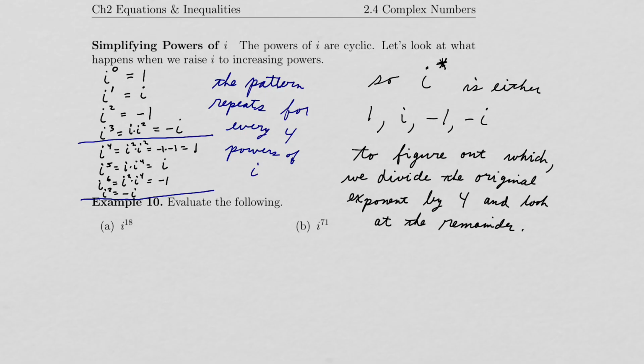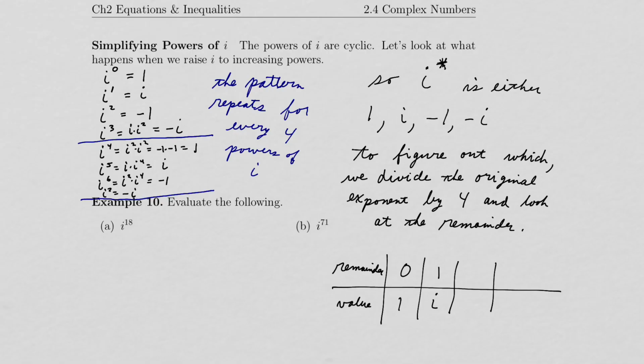Okay, then if the remainder, I'll make a little table here. So if the remainder, when we divide the original exponent by 4, is a 0, then our answer is going to be a 1. If the remainder is a 1, the answer is going to be i. If the remainder is a 2, the answer will be a -1. And if the remainder is a 3, then the answer will be -i. And because we're dividing by 4, it'll only be one of those 4 values, right? It'll be 0, 1, 2, or 3.